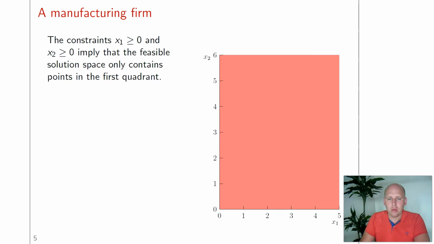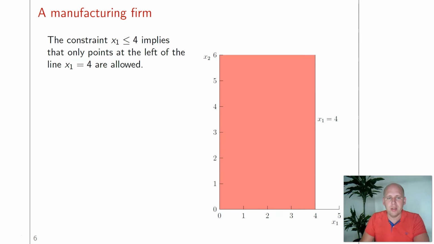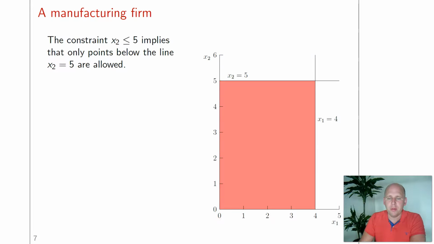Then we are also going to add the functional constraints to this. The first functional constraint is x1 is smaller than or equal to 4. That means that only points to the left of the constraint boundary x1 equals 4 are allowed. So this narrows the feasible solution space. Then x2 should be smaller than or equal to 5. If we draw the line x2 equals 5, then only points below that line are feasible. So this again narrows the feasible solution space.